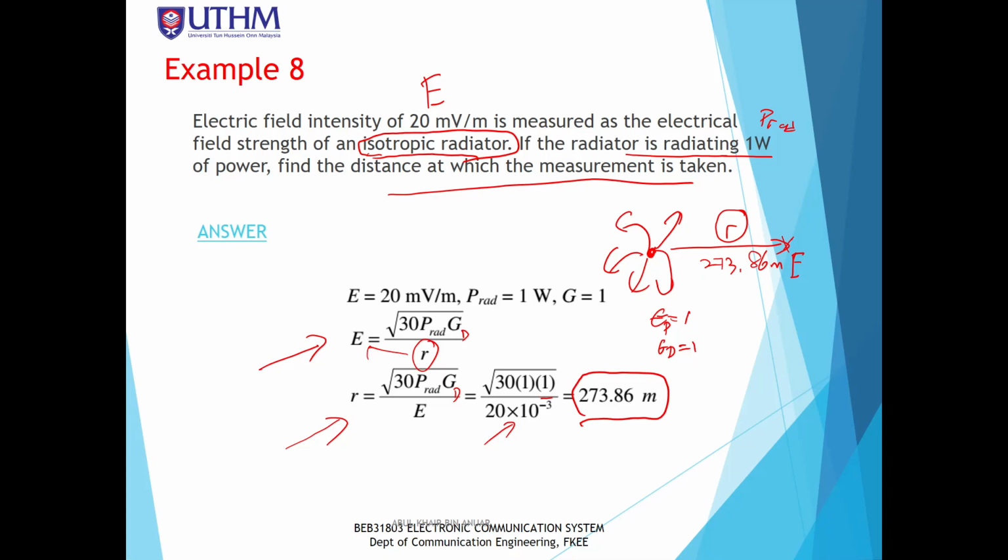Doctor, for GD, if the question given is not an isotropic radiator, how do we calculate the gain? Okay. If it is not an isotropic radiator, you will be given the gain value. So you will be given either GP or GD. You will be given maybe one of GP or GD, and then you can use it in the calculation. Okay, thank you, doctor.